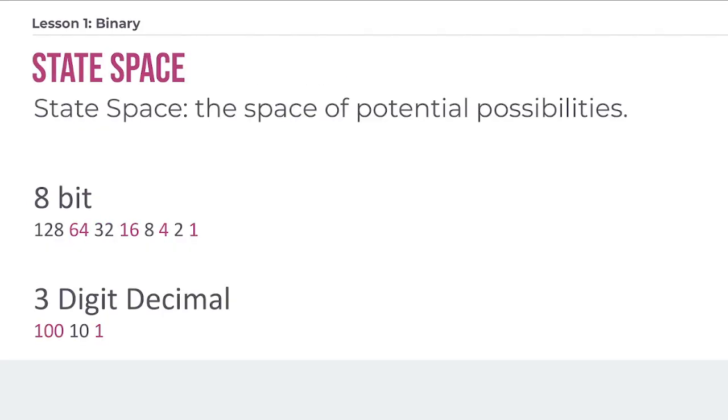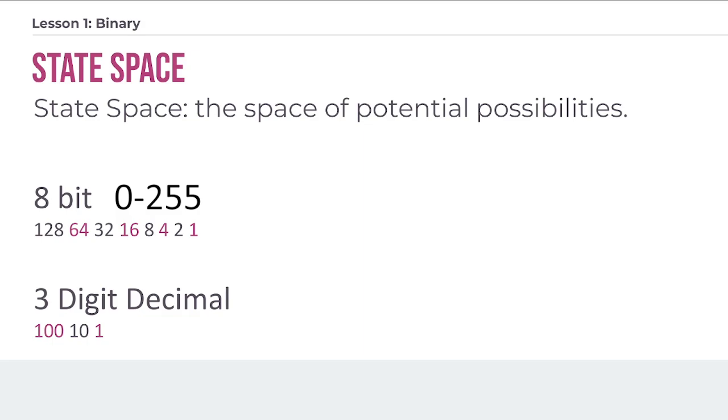64 bits. With all of these systems, our decimal number system, the 8-bit system, and all the other number systems that we could use for binary, we see something called state space, or the space of potential possibilities. All right, and so in the 8-bit system, we saw that we had up to 255 or 256 distinct possibilities.